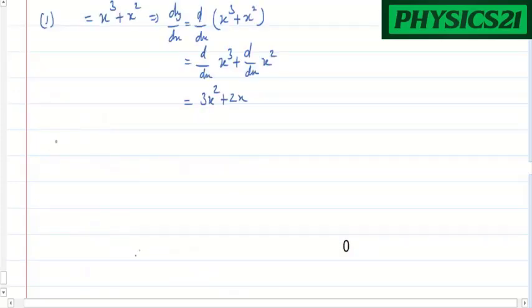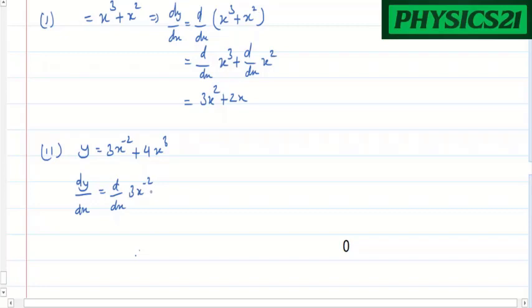Now another problem based on the fourth common rule. Let us differentiate y is equal to x raised to power minus 2 plus 4 x raised to power 3. So to get the derivative, we write dy divided by dx as equal to d divided by dx of x raised to power minus 2 plus d divided by dx of 4 x raised to power 3.